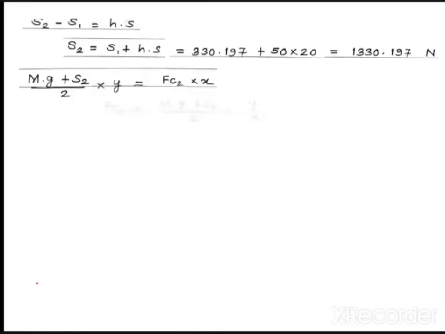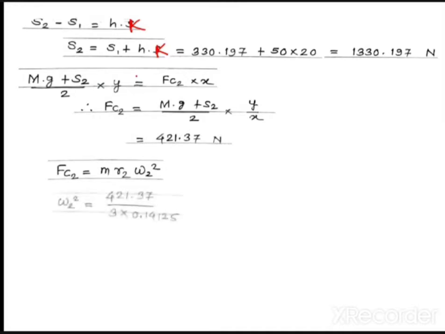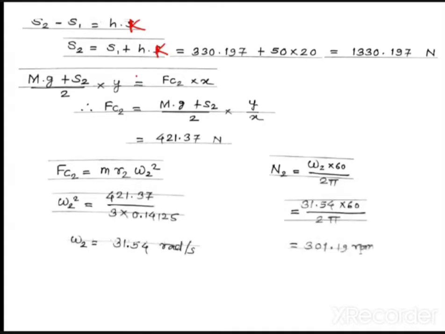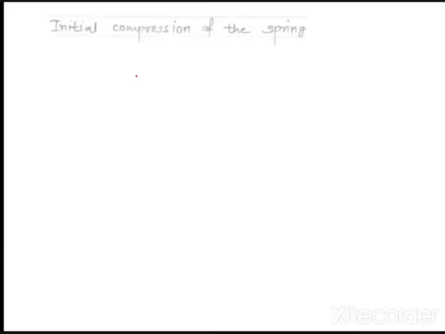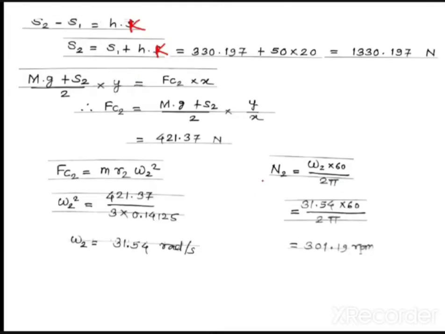So that is why I have to go this way. First of all, find S2 from this formula. This is nothing but the K. Then take a moment. Sorry, you have to take a moment because I thought N2 was given, but N2 is not given. From the moment, you are getting FC2. Now you know the formula, FC2 is equal to M R2 omega 2 square, and from that you can find out omega 2, and from omega 2 you will find out N2. So I hope it is clear to you. They have asked you to find out the N2, so in this way you have to calculate the N2.